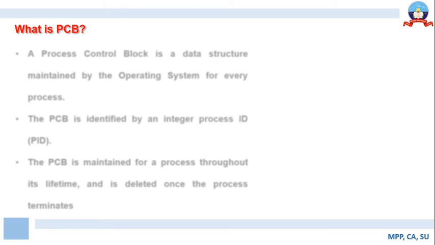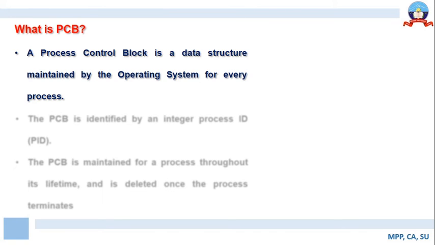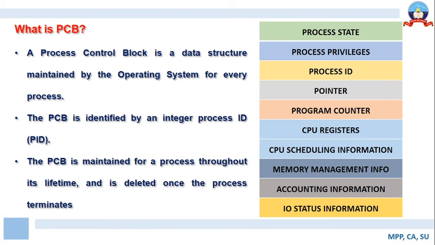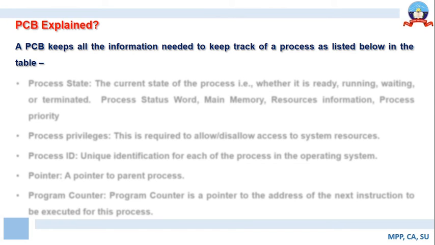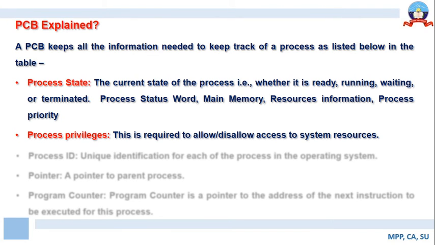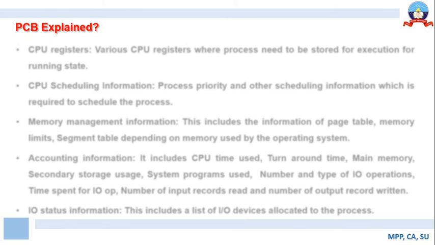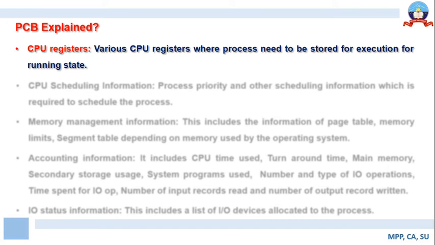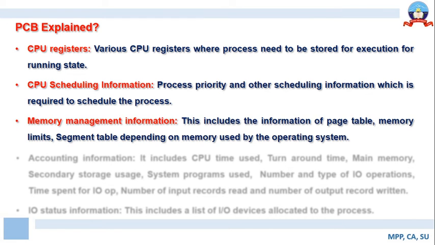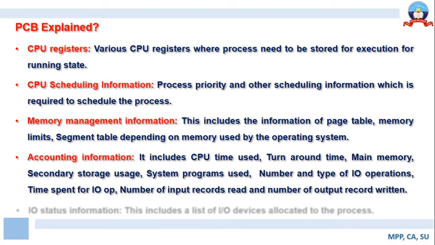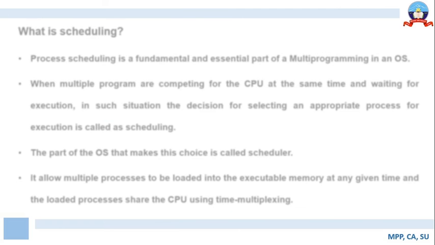Likewise, we then discussed the process control block, where we learned what a process control block is, why it is important, and what types of information are maintained in it. We learned that the process control block keeps track of process state, process privileges, process ID, pointer, program counter, CPU registers, CPU scheduling information, memory management information, accounting information, and eventually I/O status information.